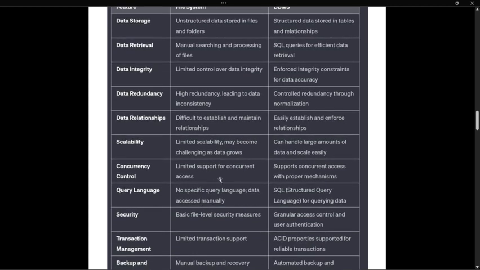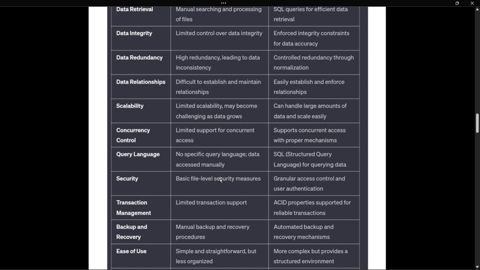Limited support for concurrent access. Multiple users cannot concurrently access the files. But a DBMS supports concurrent access with proper mechanisms. For example, if 4 to 5 people develop an application that has only one database, those 4 people can access the database concurrently, in parallel. But if the database lacks a specific structured mechanism, or is developed in an unstructured way with so many troubles, then it will be complicated to access the information.